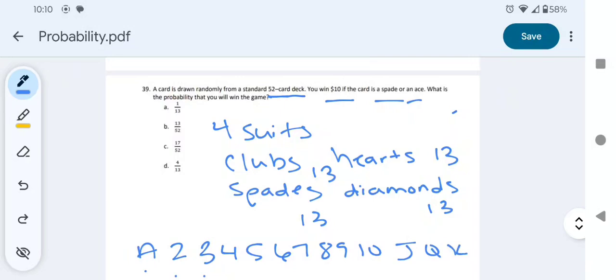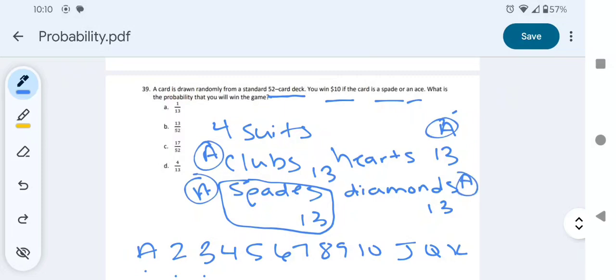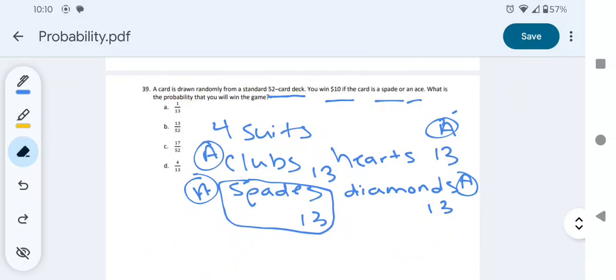Now, it says if a card is a spade, okay, so that means I can have 13 spades, right? Or an ace. So there's going to be an ace in clubs, an ace in spades, an ace in hearts, and an ace in diamonds. So we have 4 aces. So 1, 2, 3, 4. You have to be careful here. Since you've already counted the ace for the spade, you're not going to double count it again. Meaning the ace is already included in the 13. So I would just let this be 13.